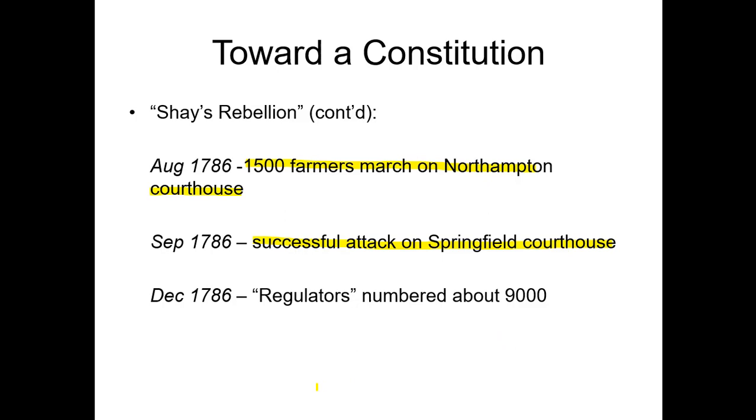No lives had been lost at this time. This was mostly demonstrations that could potentially break out into violence. And by the end of 1786, the Regulators numbered about 9,000, and they were pretty much spread across several states.